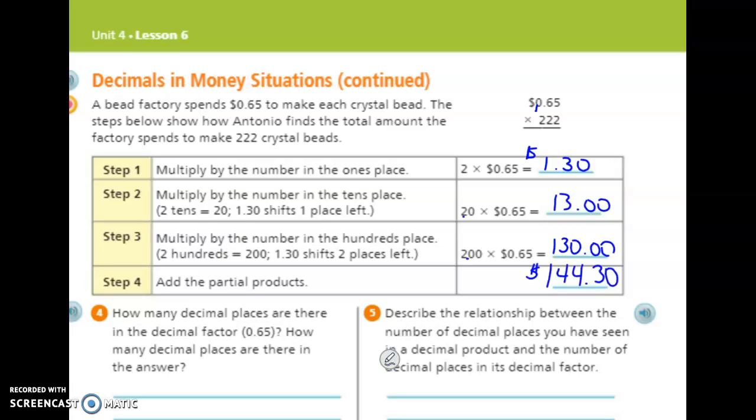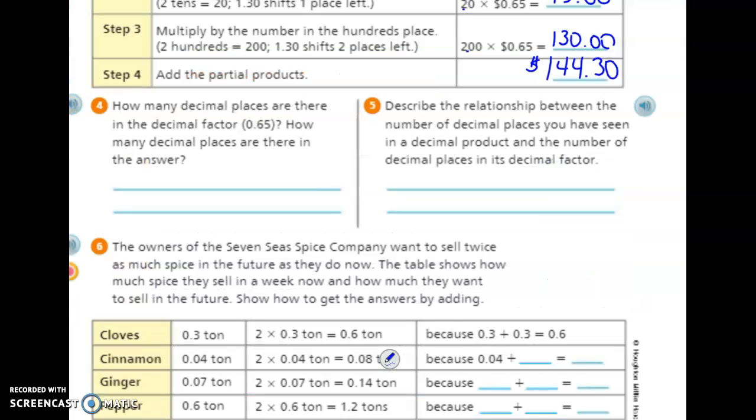And if you lined your decimal up carefully, you'd get $144.30. I'm going to be honest, when I did that on my own the first time, I got a different number because I did not line my decimals up and I did it in my head. So it pays to write them down and it pays to line them up.